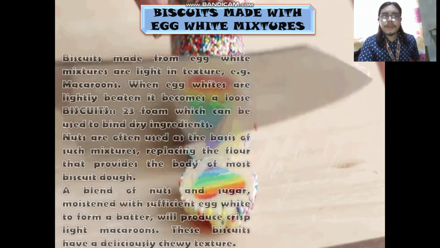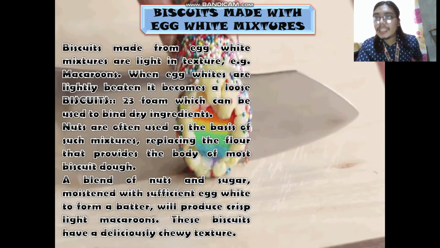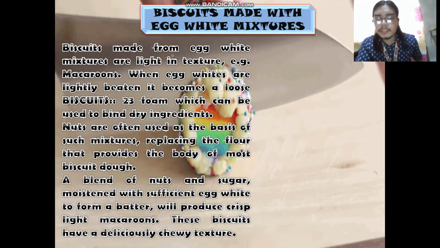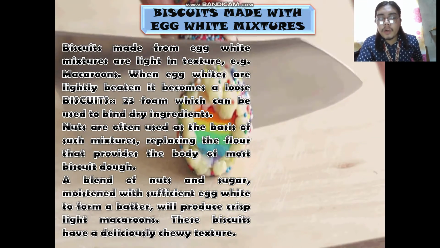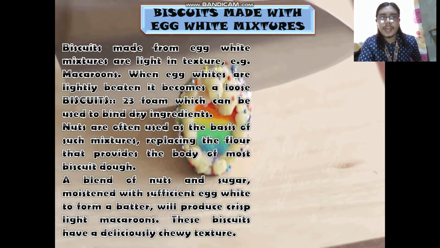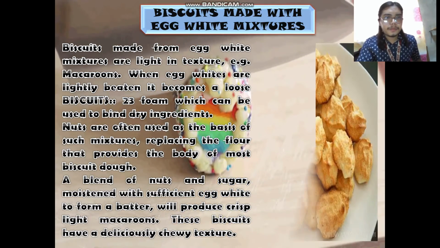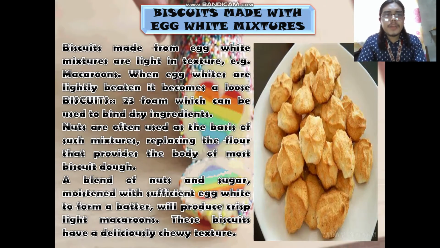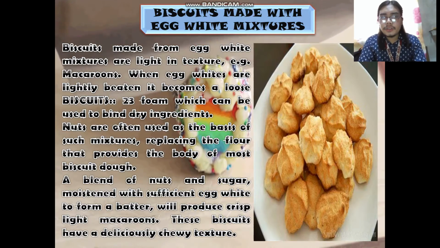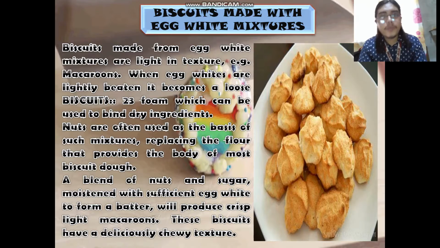Next, we have biscuits made with egg white mixtures. I believe that this is very familiar to us. And I believe we all saw the process of making this kind of biscuit using egg white mixtures. Biscuits made from egg white mixtures are light in texture, such as macarons. Do you know what macarons are? Oh yes, I bet you know.